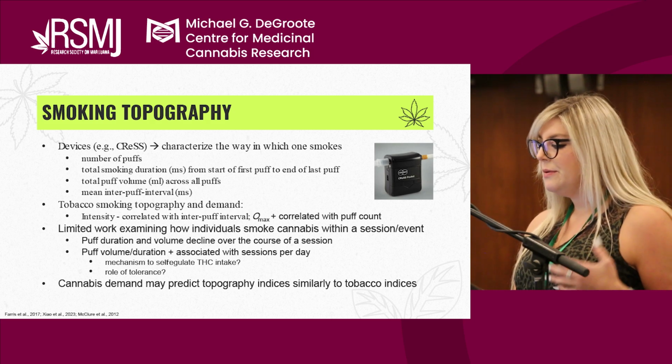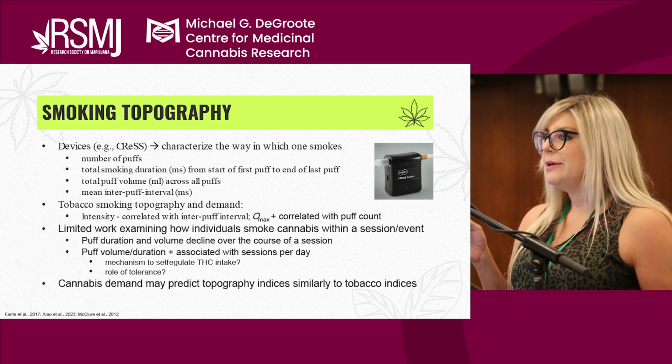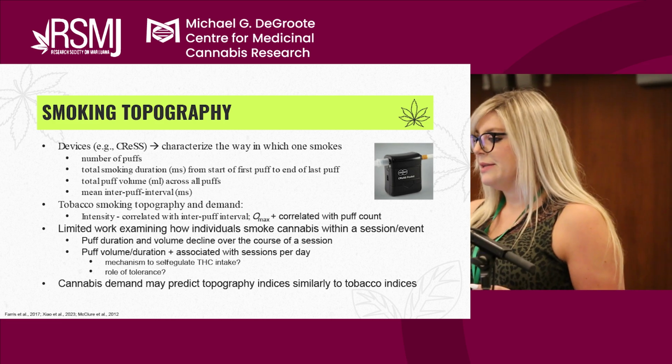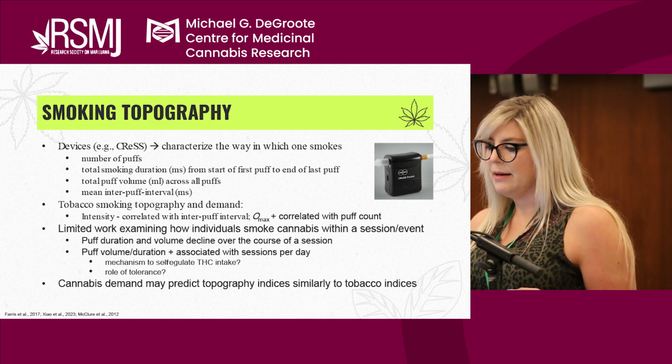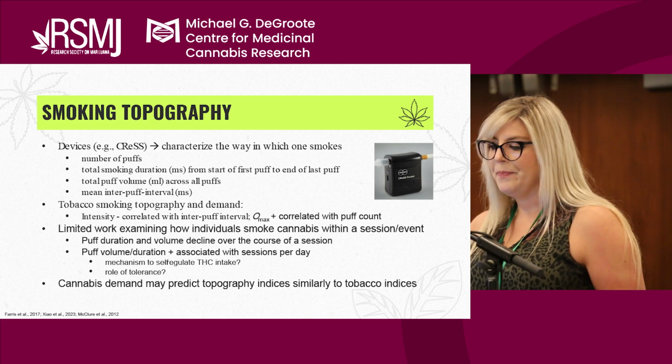And they found various things having to do with the indices. So intensity, that's how much you would use if it were free. That's negatively correlated with inter-puff interval. And then Omax, that's that maximum expenditure that you would allocate to cannabis. That's positively correlated with the number of puffs that you're taking.